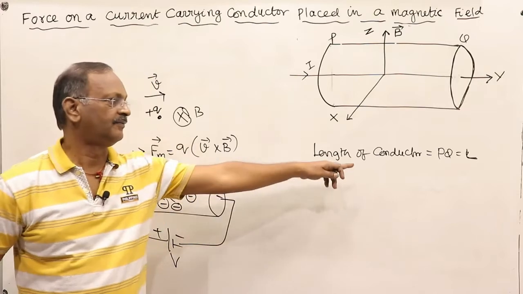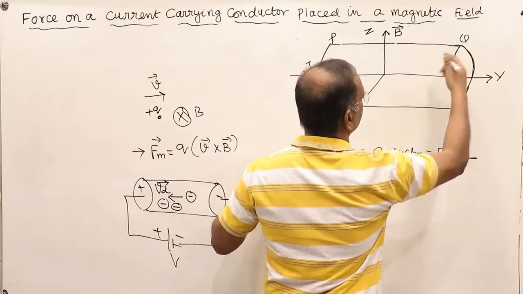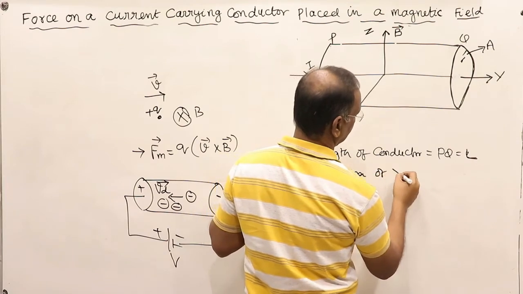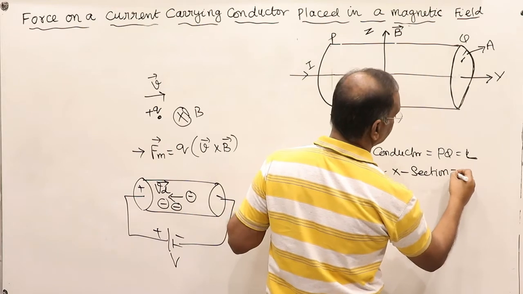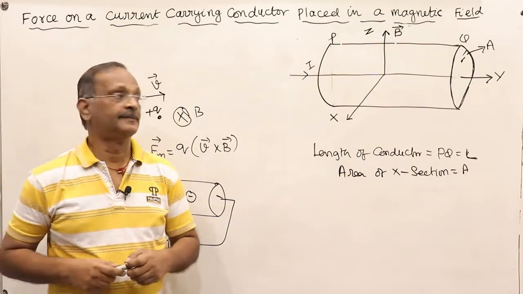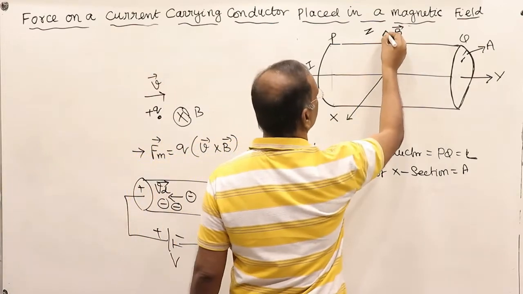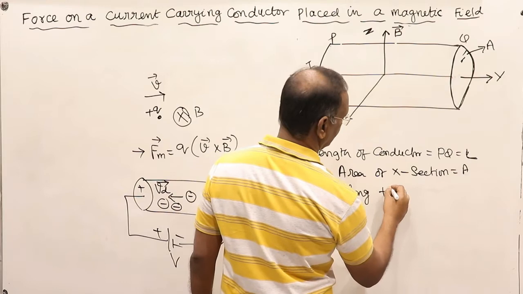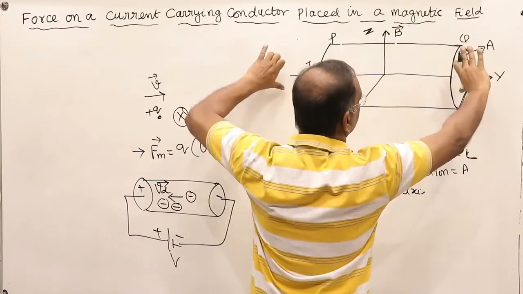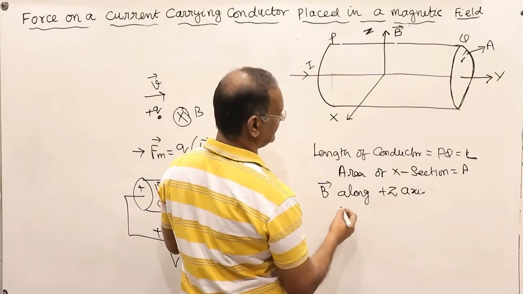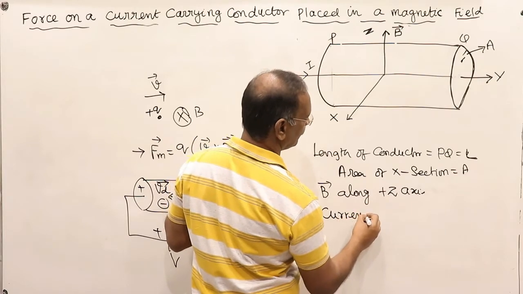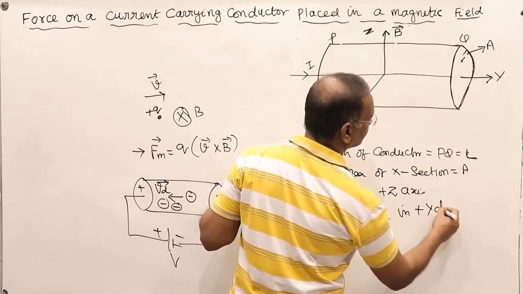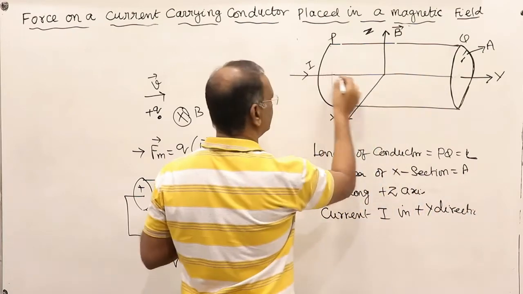So when a conductor PQ of length L, and area of cross section A, is placed in a magnetic field, the magnetic field is along the positive z axis, and current I is flowing in the positive y direction. This current is flowing in this direction.